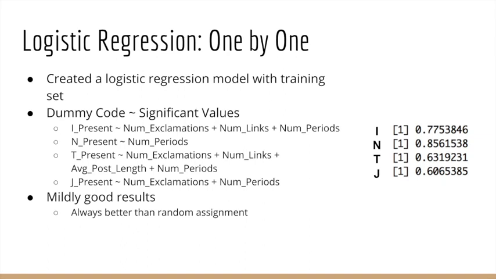This yielded okay results. I and N were easier to place than T and J, but that's a theme that we run into throughout our models. So I was overall happy with this model. It's not the best, but it's not the worst. It was better than randomly assigning, so I figured that's a good starting point.